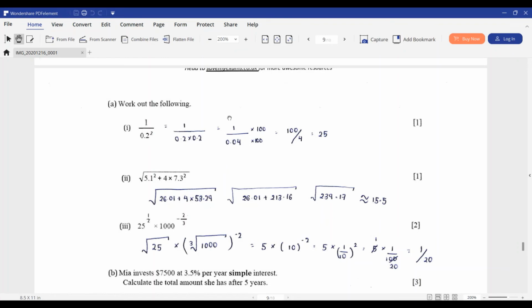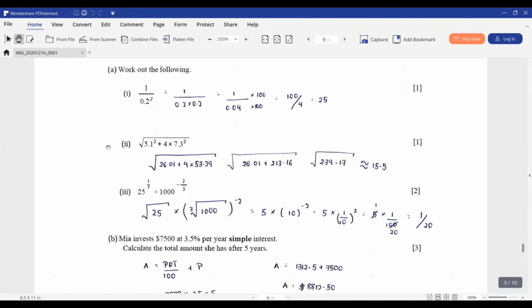Now you could directly put this in your calculator and you'd get 25 as your answer, or say you didn't have a calculator. Say this is a question in your no calculator exam. So what you want to do is eliminate this decimal point. How would you eliminate it? Multiply 100 top and bottom. Multiplying 100 top and bottom would eliminate the decimal points. So that is equal to 100 over 4, and that's also 25.